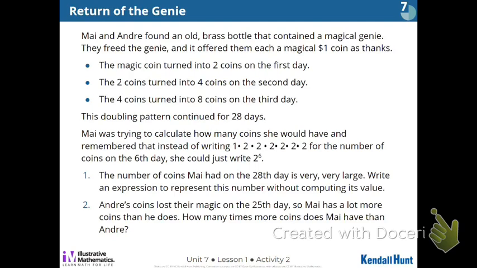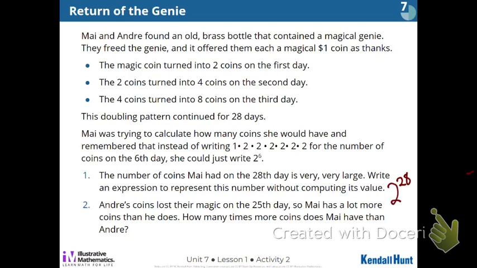All right, y'all, let's talk about these coins. Who found a good way to express the amount of coins May had on the 28th day? Who found a good way to express that? Lily? Yeah, 2 to the 28th is what that is looking for. So 2 to the 28th power. That means times 2 times 2 times 2.